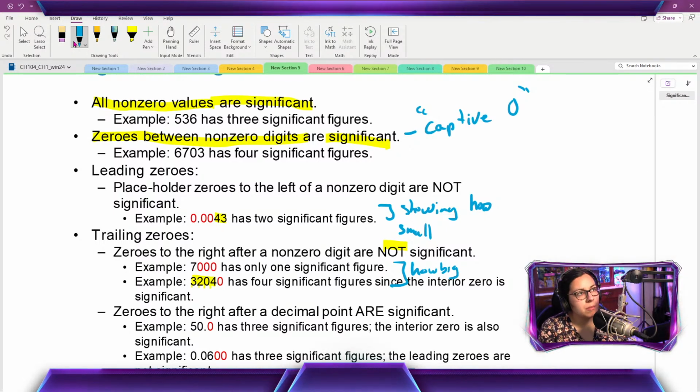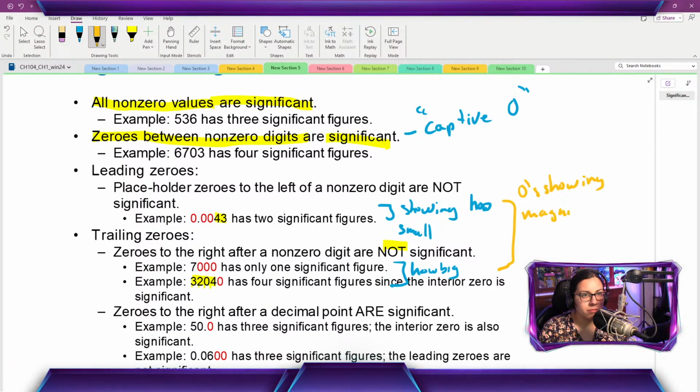And then we can summarize this to basically say zeros showing magnitude are not significant.